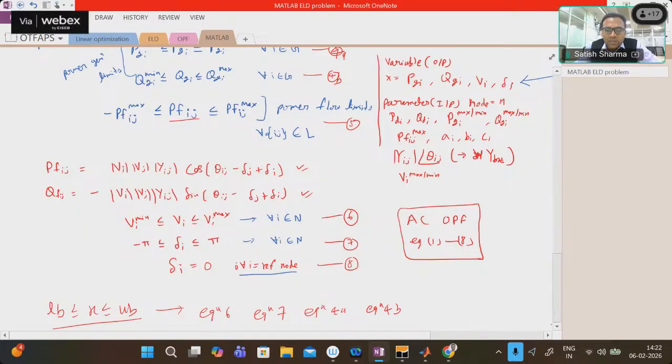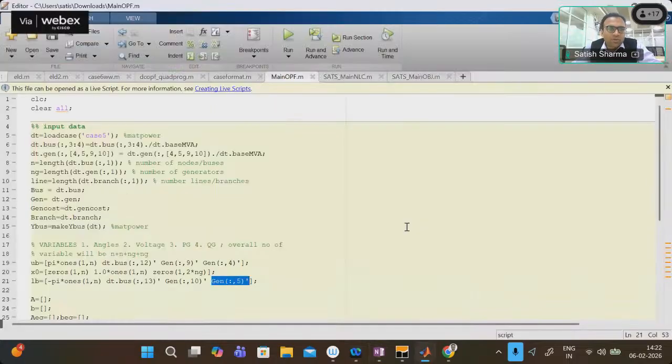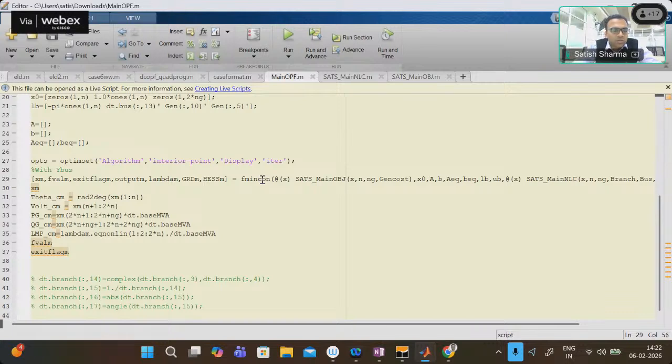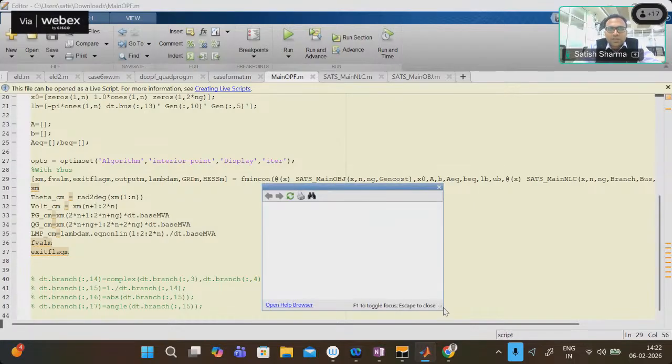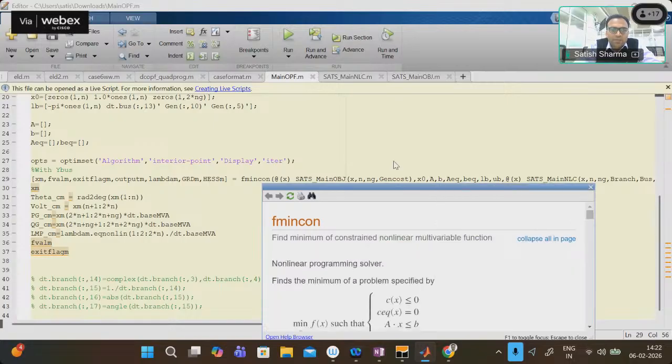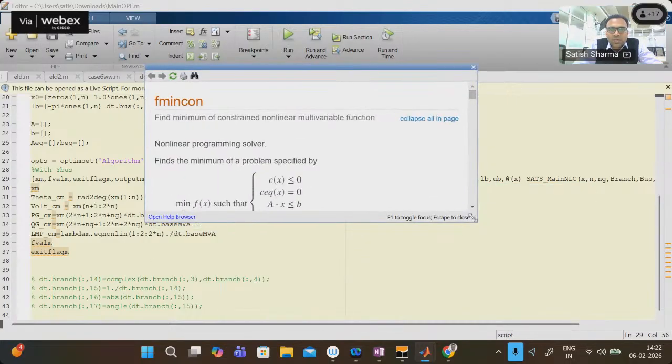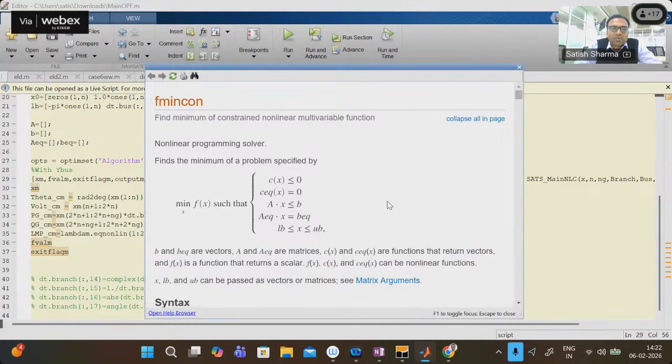Then if you look at the syntax of the fmincon function, we are going to use the fmincon function for this one. This is our fmincon function, and if you look at the syntax, it needs certain inputs, or basically input entries. MATLAB understands this function itself. Here, a generalized formulation is provided.